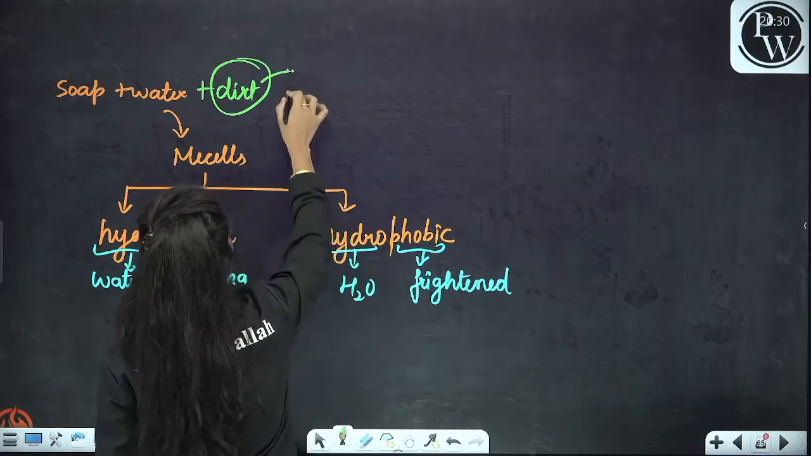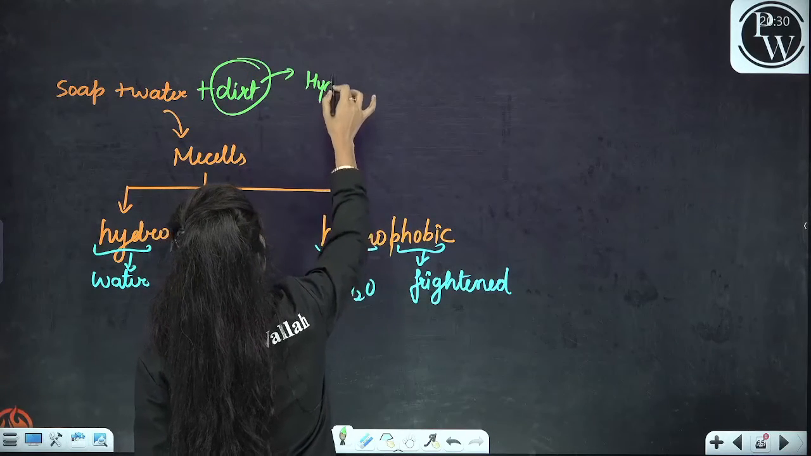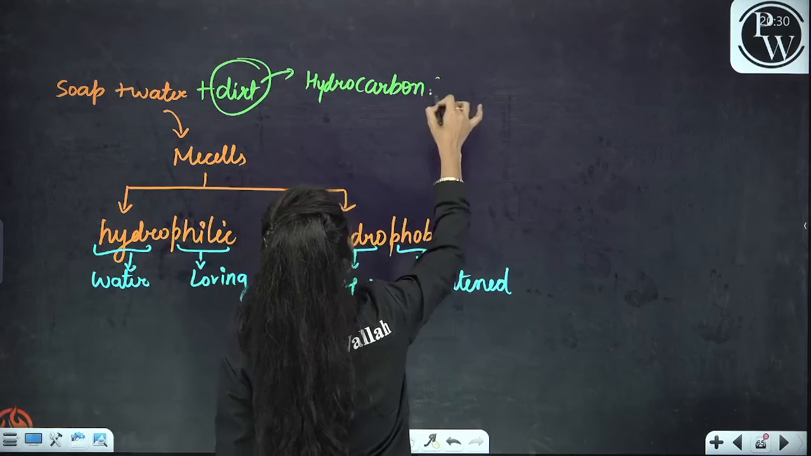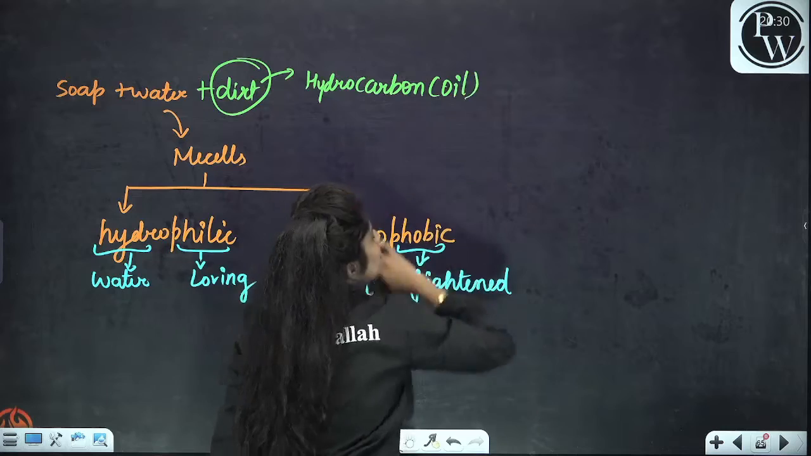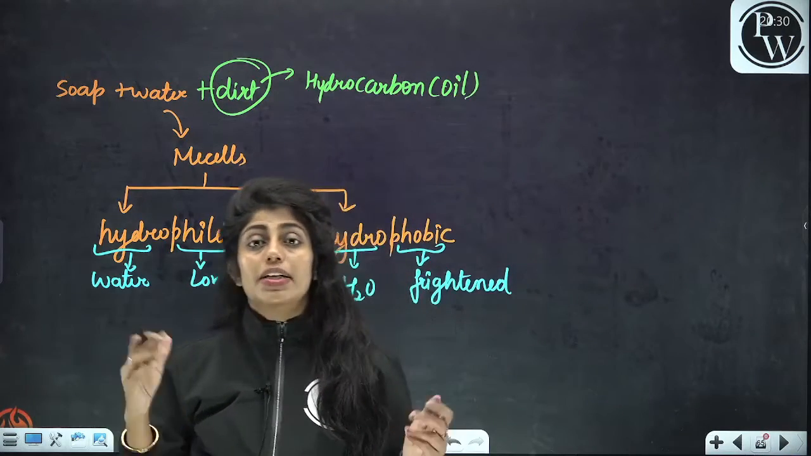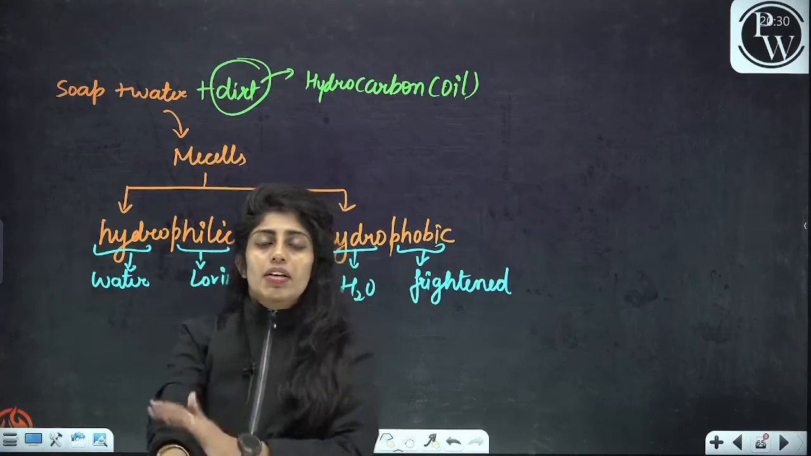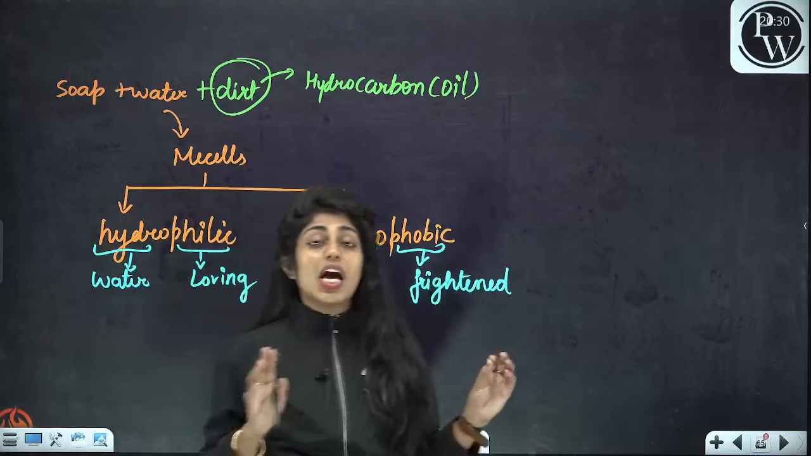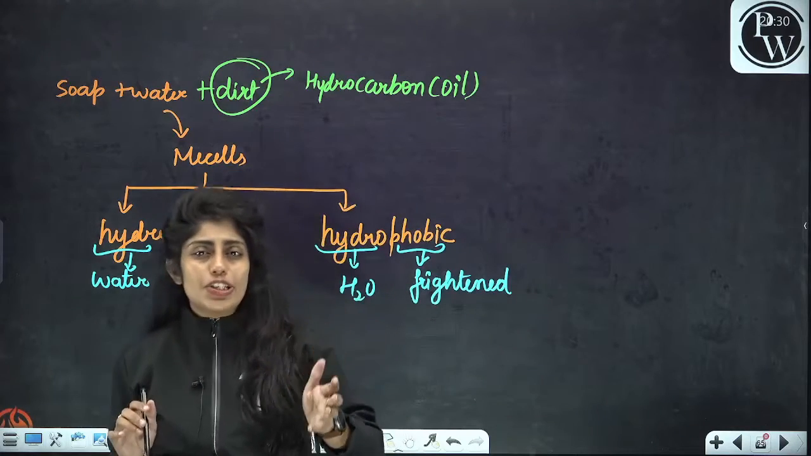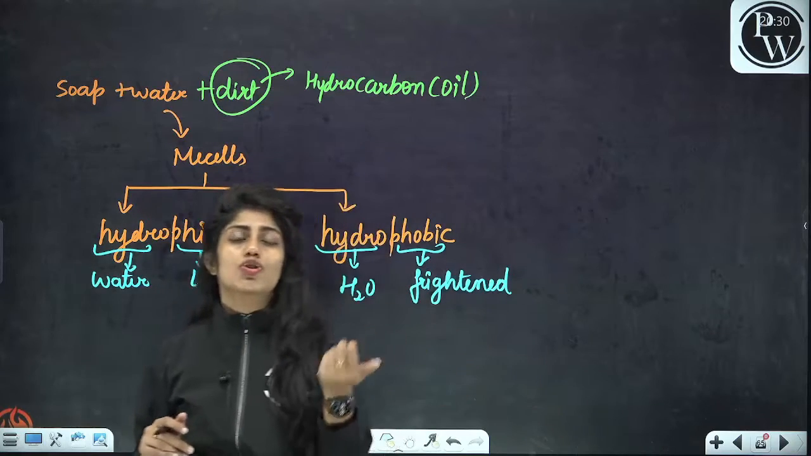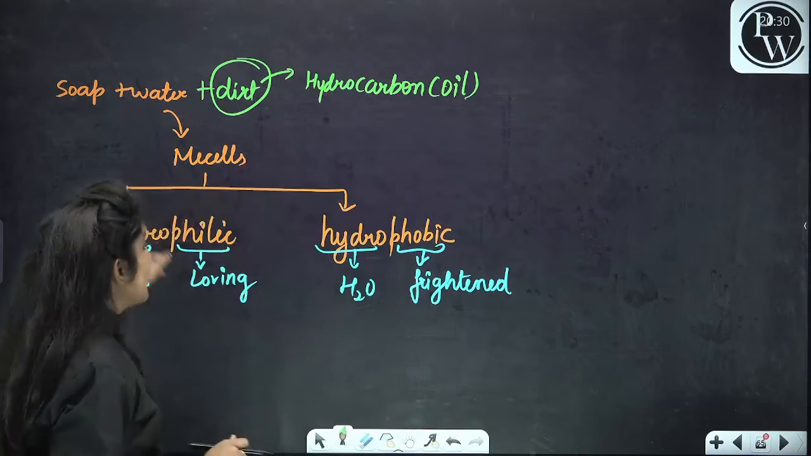Dirt is generally hydrocarbon, or you can say oily in nature. Why oily? Suppose the dirt is in the form of dust, you can just clean it easily. But these stains are very rigid. We have to wash it using soap and water. So this is your action.